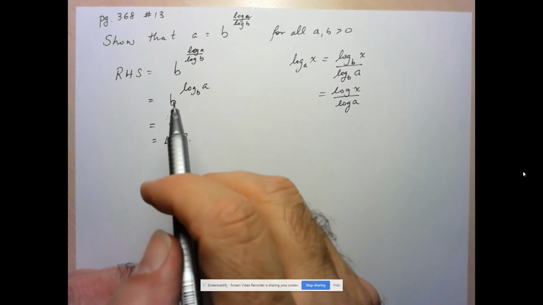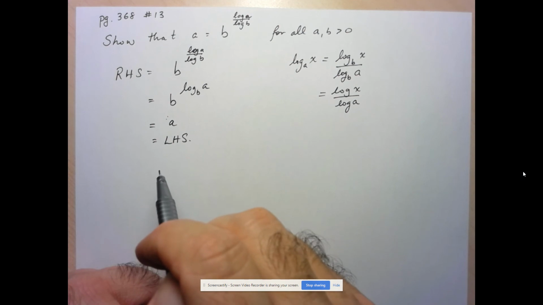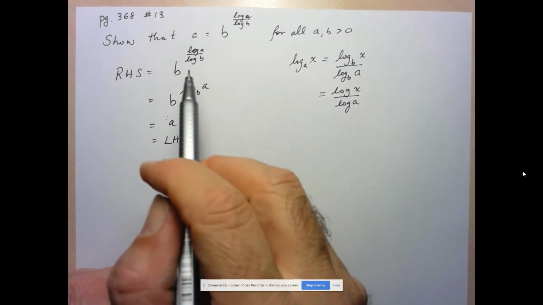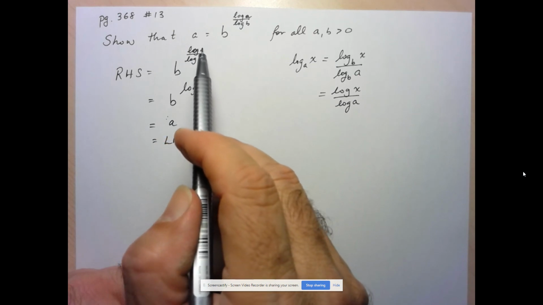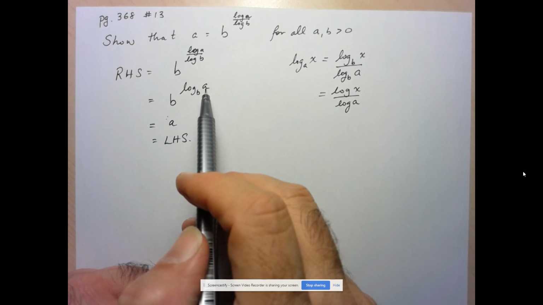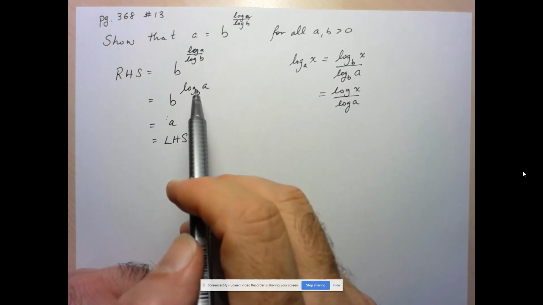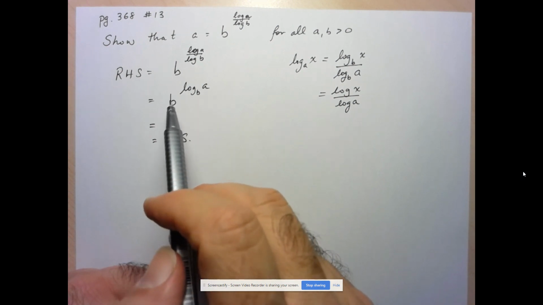All right, so just to recap, we want to start with one side of the equation, manipulate it, and show that it's equal to the other side of the equation, regardless of the values of a and b. And the trick here was to notice that this could be interpreted as a change of base, with a representing the original input and b representing the original base. And then I just applied our property of inverse functions. All right, that's it for this one.